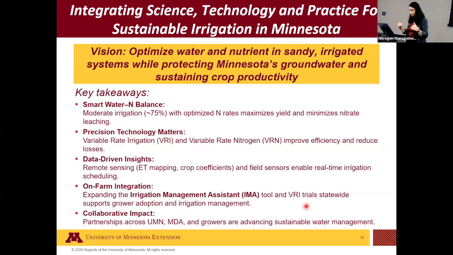We are also using them in our research. And then on-farm integration. If you're using some kind of tool like Irrigation Management Assistant or any commercial tool, I think that's very helpful in understanding where my water is, instead of just doing the guesswork, like today is the irrigation day, let's irrigate. So use some kind of tool like soil moisture sensors or some management tools to improve your management.